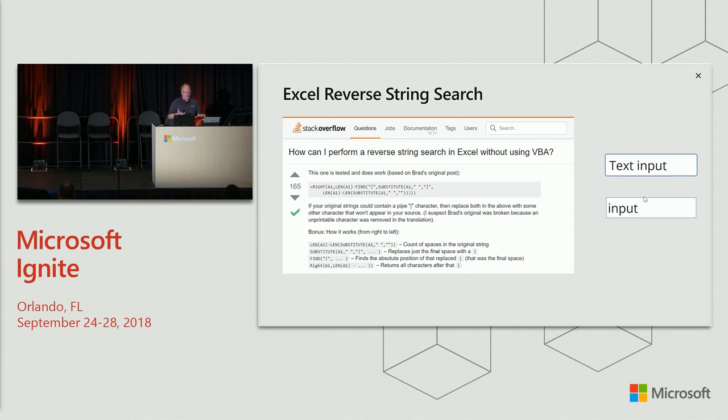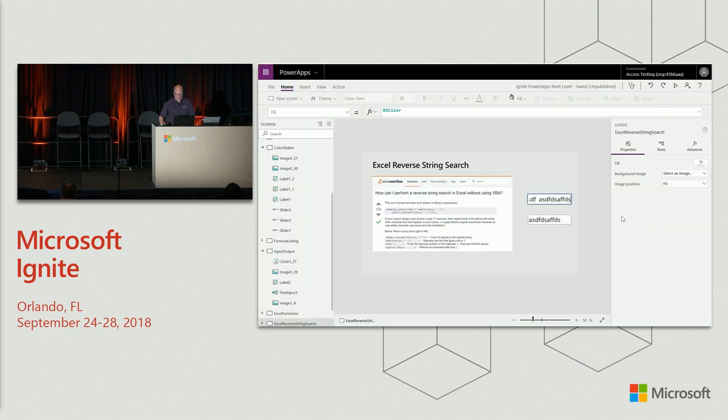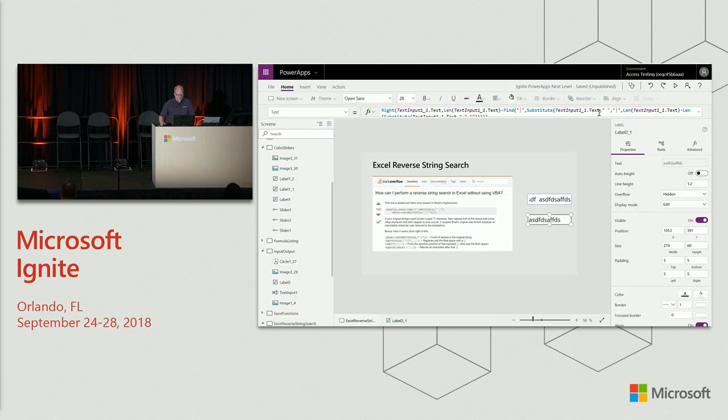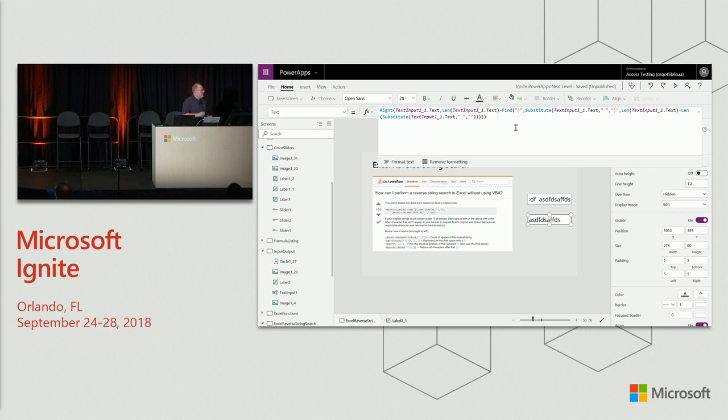To the point where you can go to Stack Overflow and ask, how do I reverse a string in Excel or do a reverse string search? It turns out somebody's done that in Excel formulas. It's this gnarly thing here. That works just as well for PowerApps. And the formula looks almost identical. It has references for properties on the controls as opposed to cells, but otherwise the same functions, the same way it operates is there.